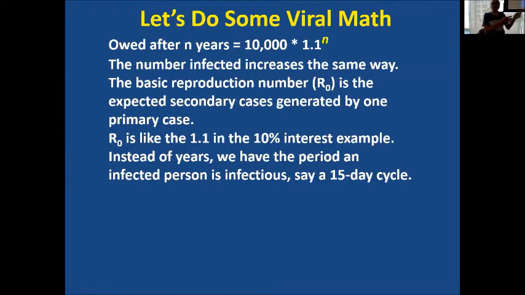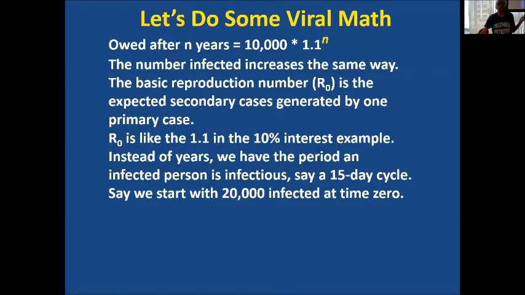So you start with 1 person or 10 people, and then at the end of one cycle, they have now infected R0 times 10 people. And then the next time you have 10 times R0 to start with, and that's going to be multiplied by R0.